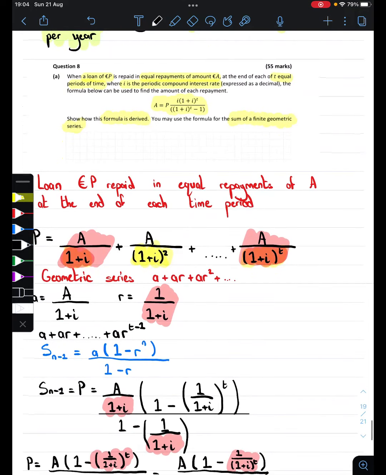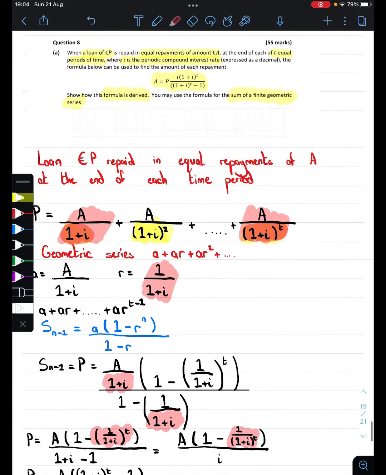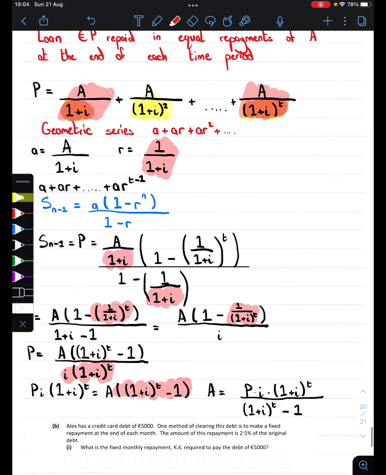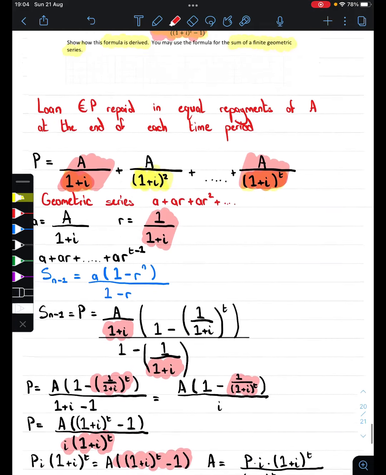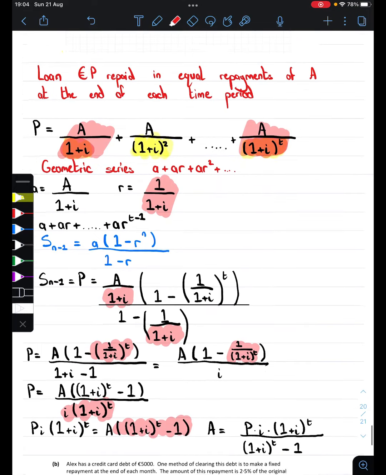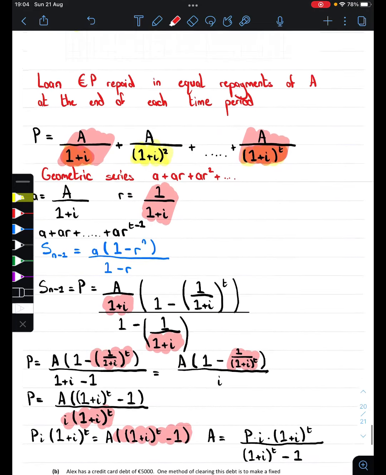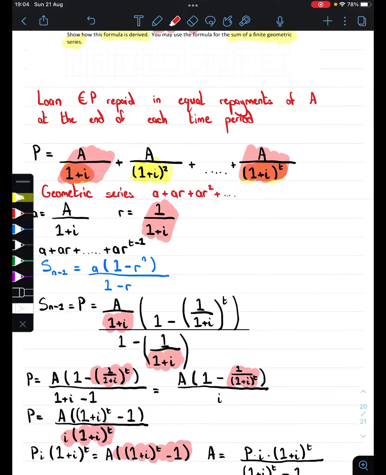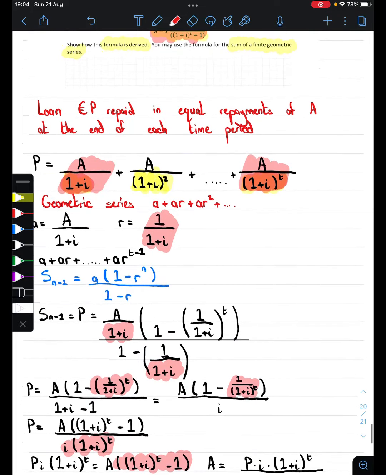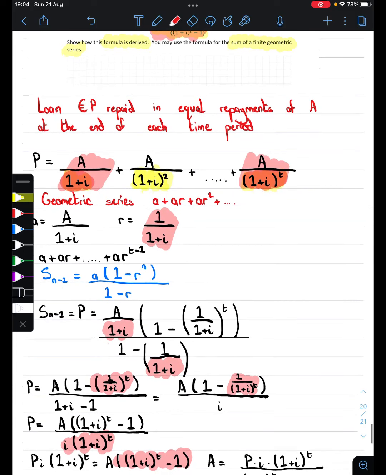And hey, that's actually what we're looking for. So we've shown what we're looking for. Now, this is the kind of proof that a lot of teachers will get you to just learn off. And I think it's better to just understand how paying a loan back works in terms of returning the value to the bank.